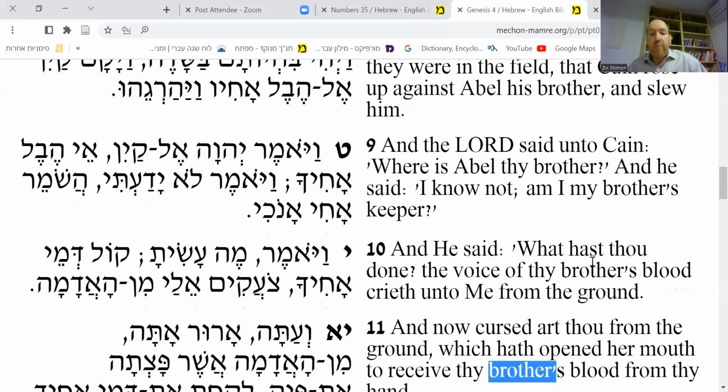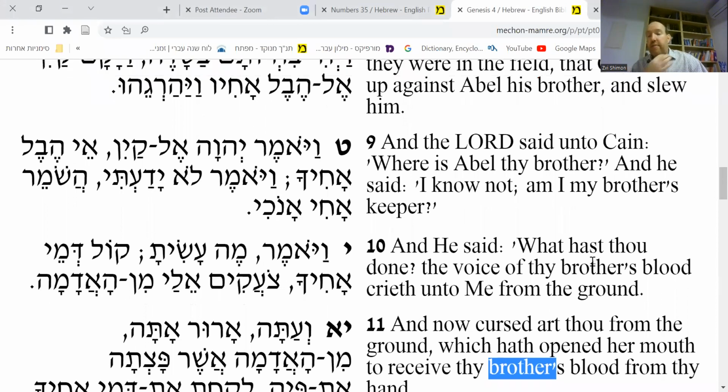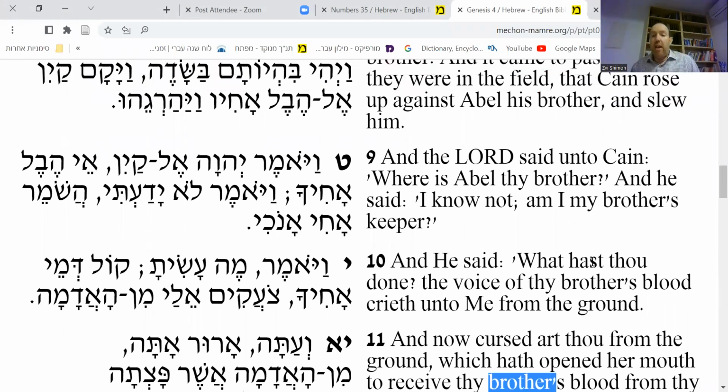So we pick up on the dialogue. Verse 9, and the Lord said to Cain, where is Abel your brother? Now, obviously the Lord knows. He doesn't need to ask. So why does he ask? It's not just to open up a conversation here. I think this is a test to see how Cain will respond. Will he take responsibility for his action?